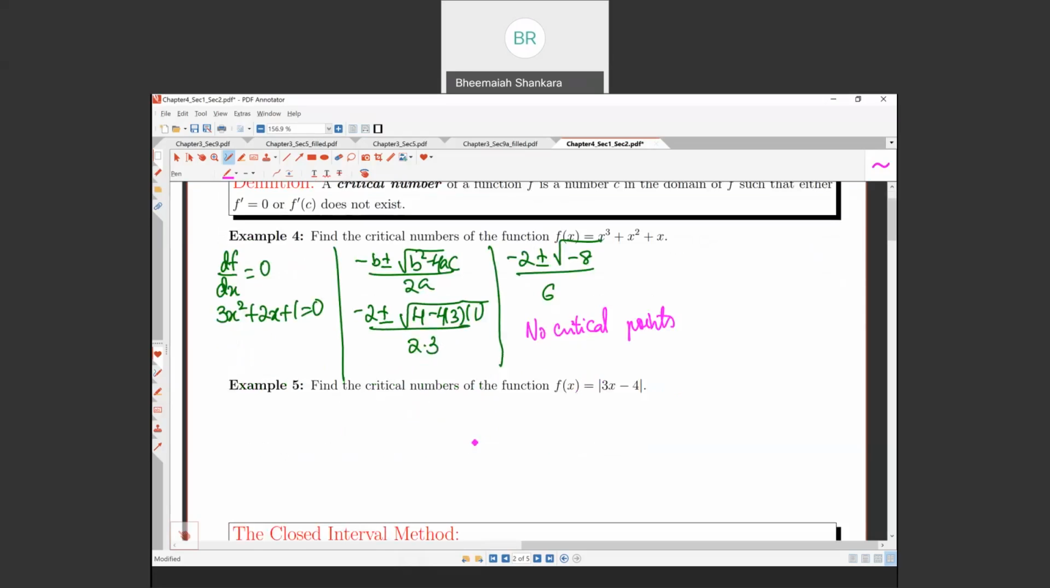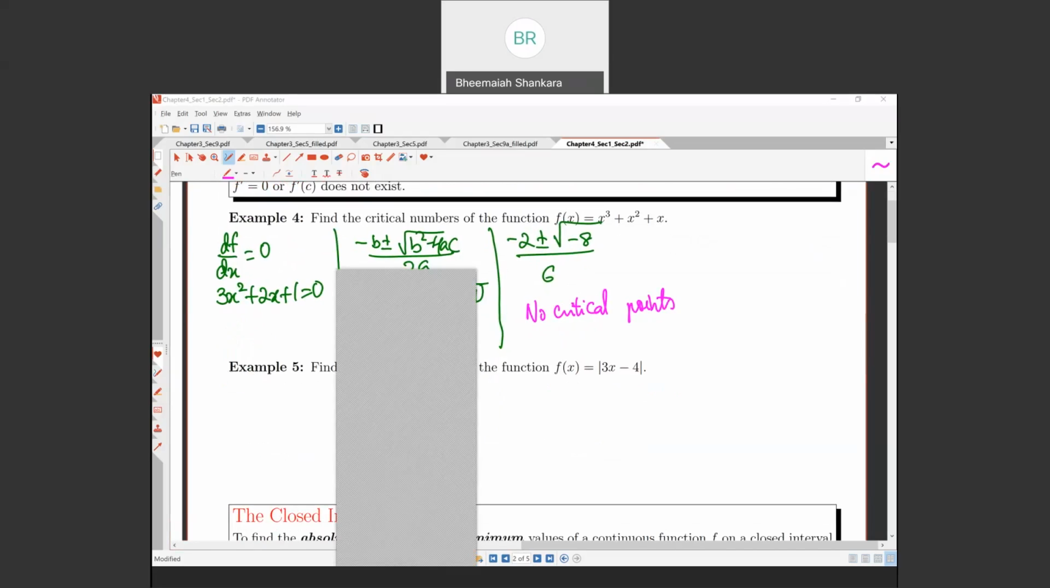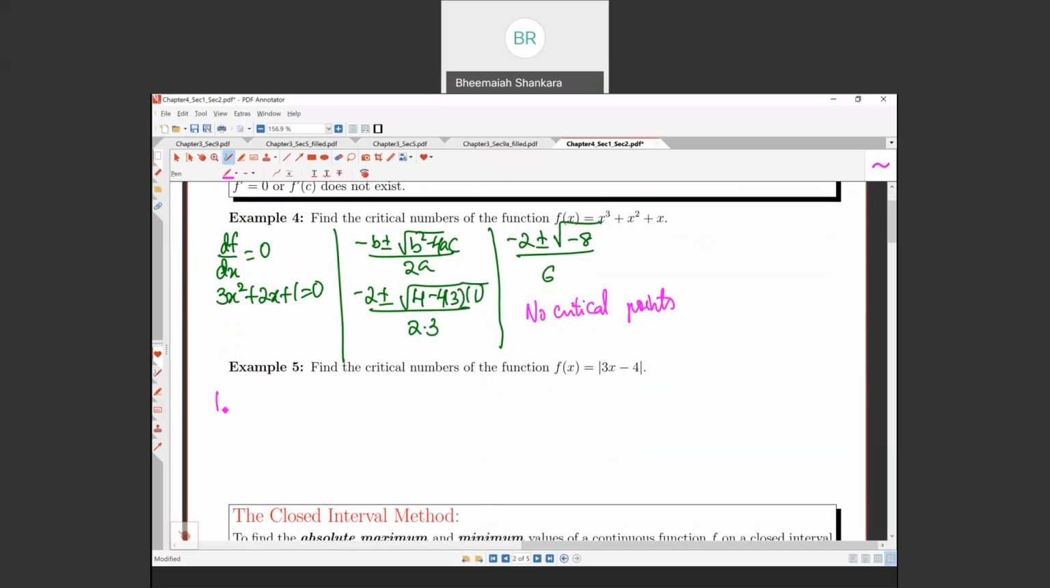Similarly, let's do one more example. f of x is the absolute value of 3x minus 4. For this example, first you want to know the definition of the absolute value of x. Absolute value of x is x for x greater than or equal to 0, and negative x if x is less than 0. Having known this, let's try to calculate the function f of x.